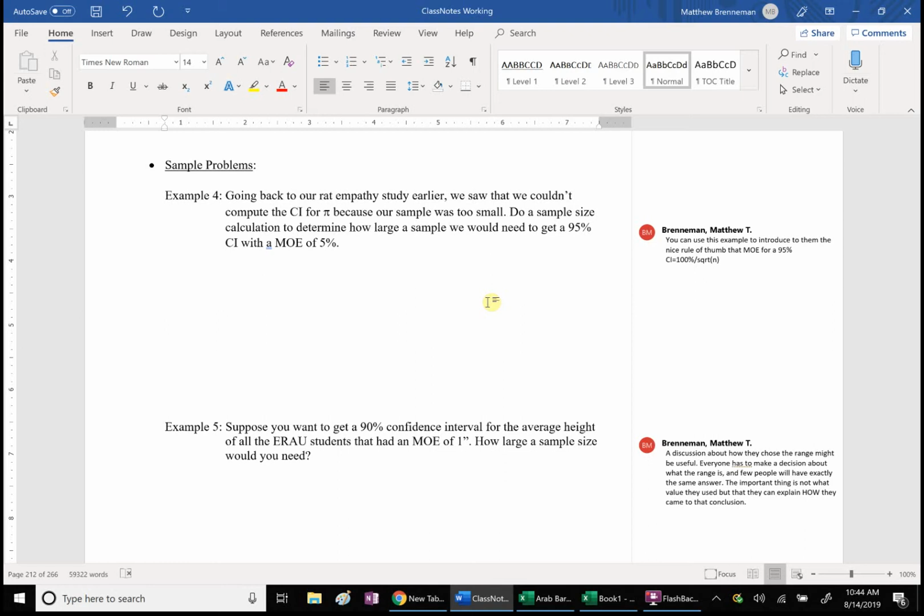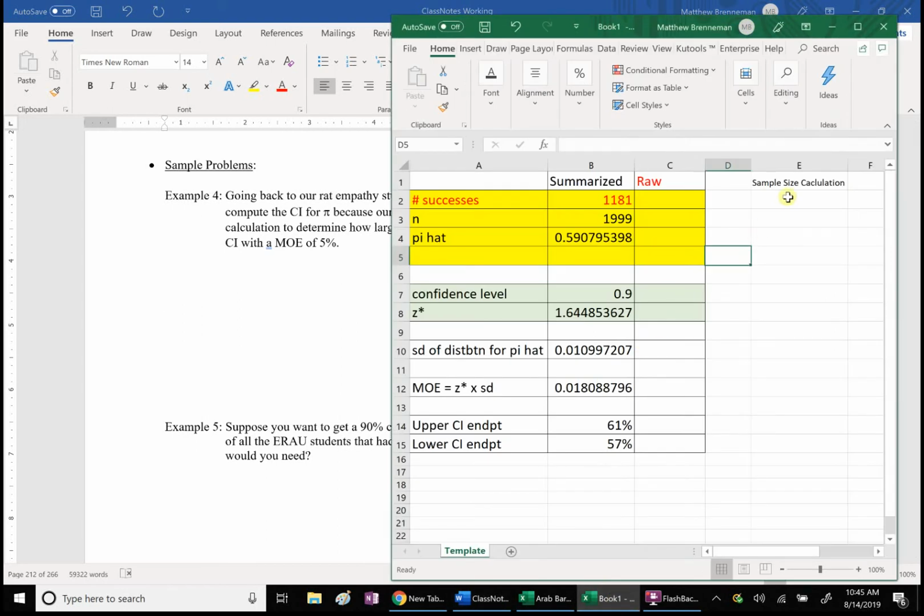So we want to say, suppose they wanted to get a confidence interval for the percentage of rats that would open the door that had a margin of error of 5%. And we want a 95% confidence interval with a margin of error of 5%. How large of a sample size would they need? Okay, so let's see how to do that.